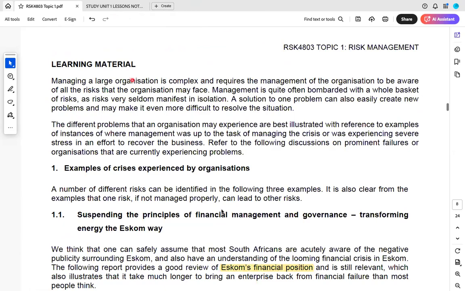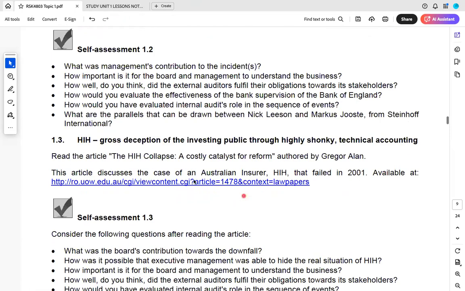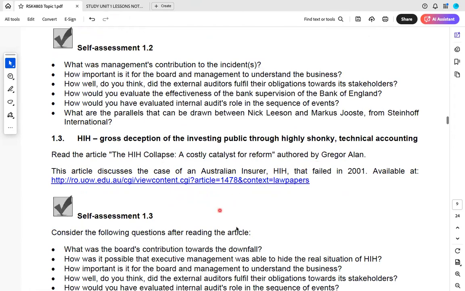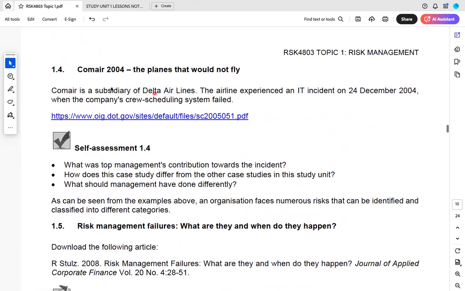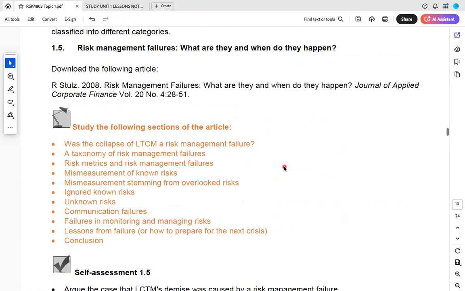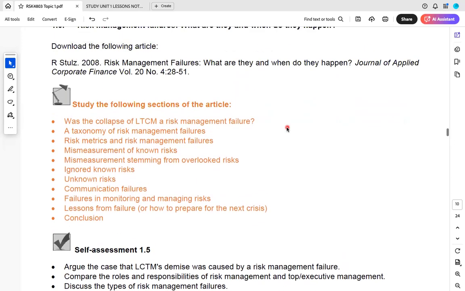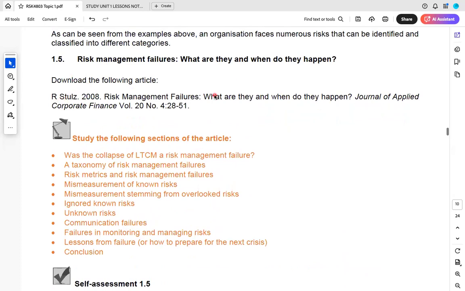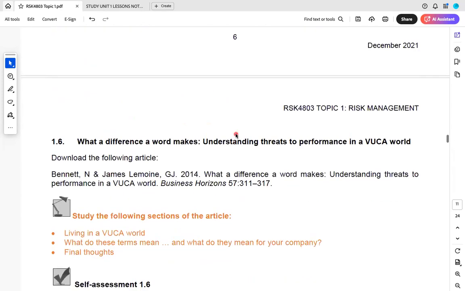So like I said, there are a number of articles you need to read. One article covering Eskom and its issues, another article covering the HIH collapse, which was an Australian insurer, another article covering Kome, a subsidiary of Delta Airlines. They had an IT incident. We'll also look at risk management failures. What are they and why do they happen? By R. Stultz from the Journal of Applied Corporate Finance. And then we'll talk about VUCA, right? Which was published by Bennett and James Lemoyne 2014, Understanding the Threats to Performance in a VUCA World.